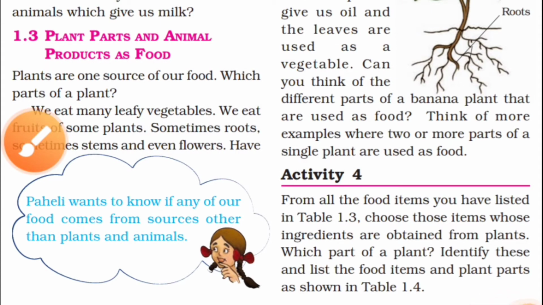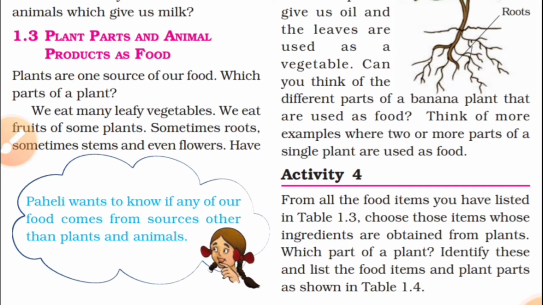We will discuss plant parts and animal products as food. In previous classes we saw what the food varieties are, what the ingredients are, and what the sources of ingredients are, that is, plant sources and animal sources. Just like this, today our topic is plant parts and animal products as food.